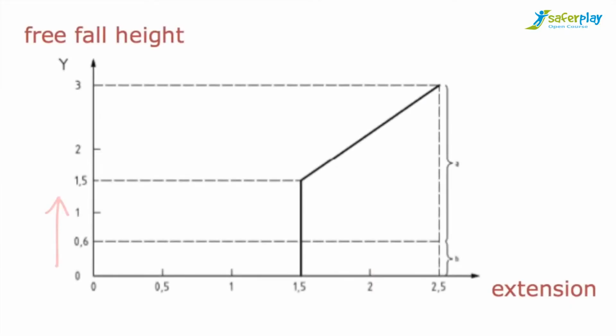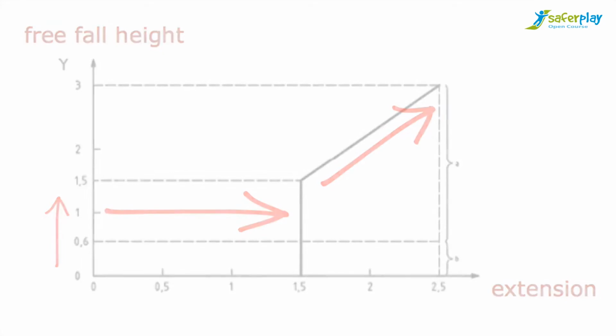In general terms, when the free fall height of the equipment is up to 1.5 meters, the extension of the impact area is also a minimum of 1.5 meters. Extension gradually increases with fall height.